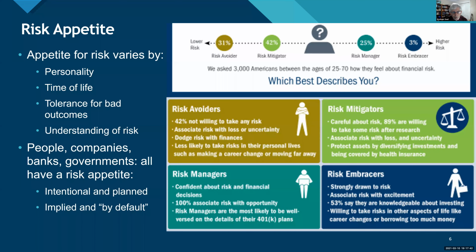Companies are different too. So just as personal risk appetite varies by personality, time of life obviously is a factor, the ability to tolerate bad outcomes and the understanding of risk. Companies, banks, governments all also have a risk appetite. There's risks they'll take, there's risks they won't take. Often this risk appetite is more about corporate culture than it is about really understanding risk and making conscious decisions. That's one of the biggest problems.